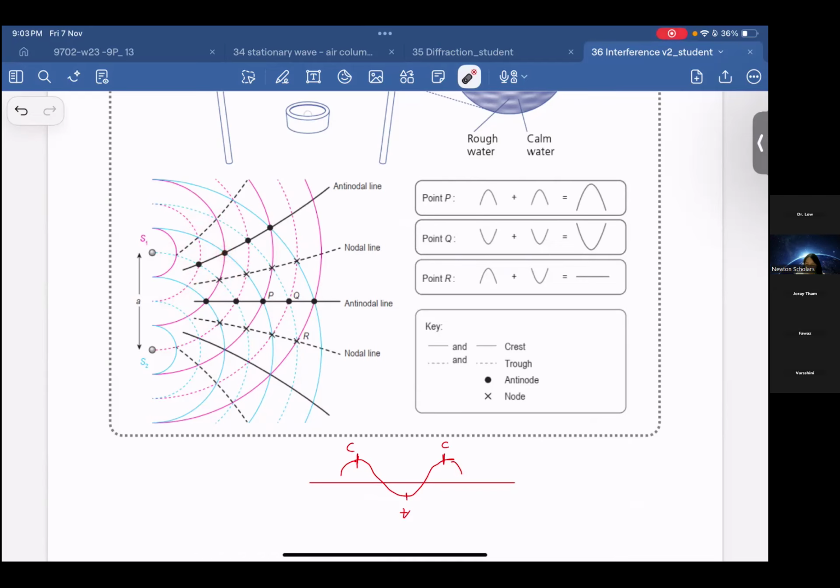Trough meets trough, trough plus trough, we get a bigger trough. Crest plus crest, we get a bigger crest. This one again is trough plus trough, crest plus crest. So along this line of points, we draw a line. This line is called the antinodal line.